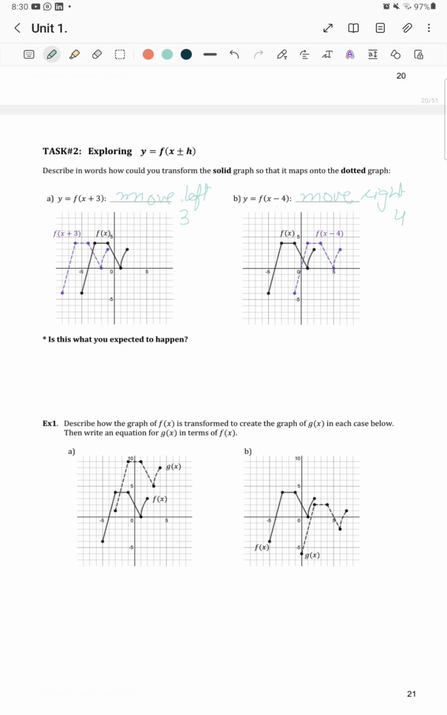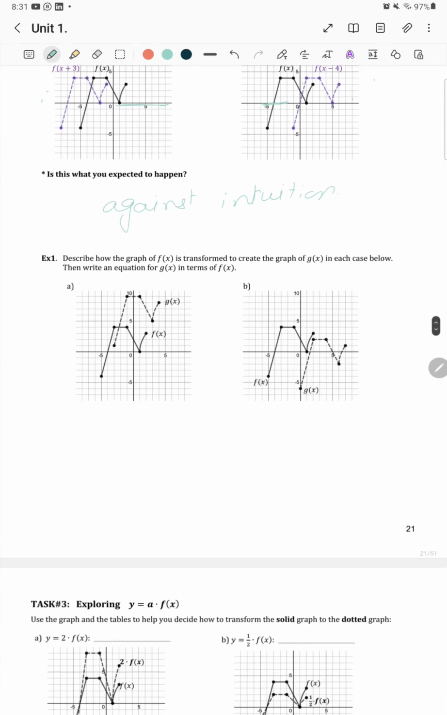So when it's x plus 3, the graph moves towards the left. When it's x minus 4, the graph moves towards the right. So the intuition is opposite, against intuition, because we need to think that if it's x plus 3, it's the positive side of the x-axis, but we need to go to the left side. If it's x minus 4, it's the negative side of the x-axis, but we need to go to the other side, so we have to do the opposite one.